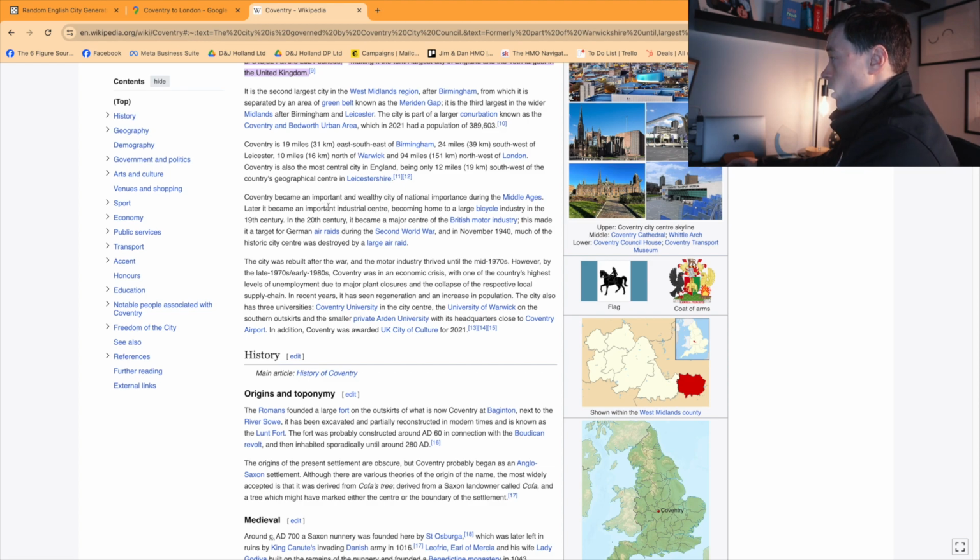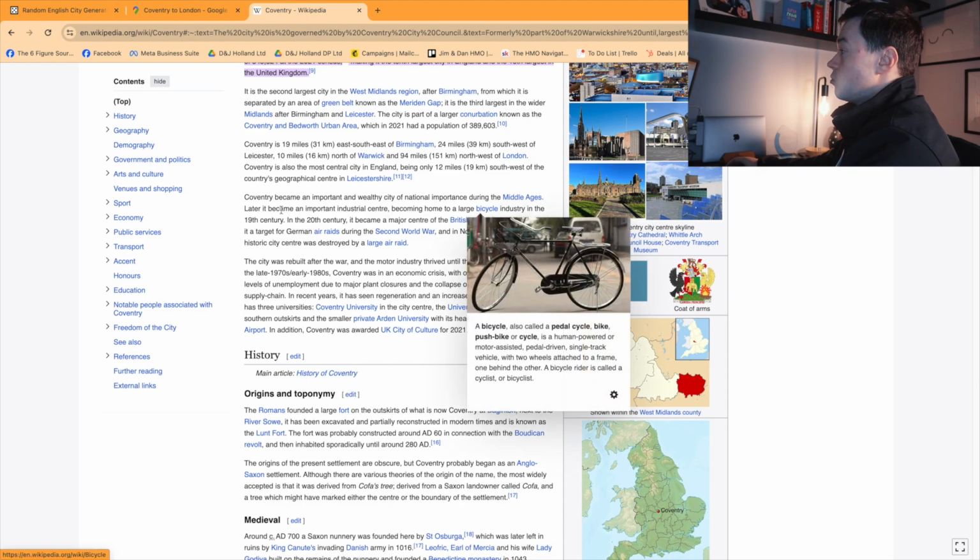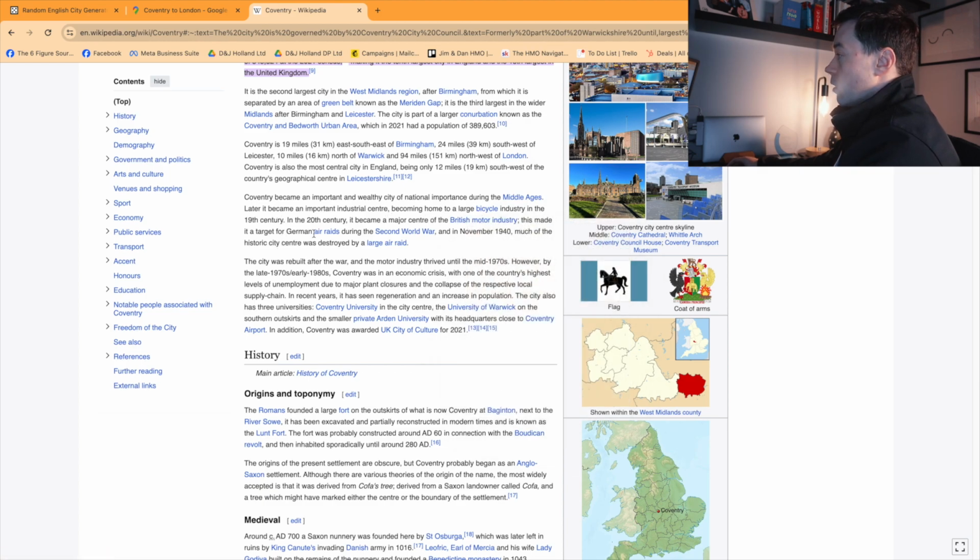Important industrial centre. Okay, that's going to be interesting for us. So I'm expecting to see a lot of industry local to this. It held a large bicycle industry in the 19th century, and in the 20th century was a major centre of the British motor industry. This made it a target for Germany. Yeah, I did know this.